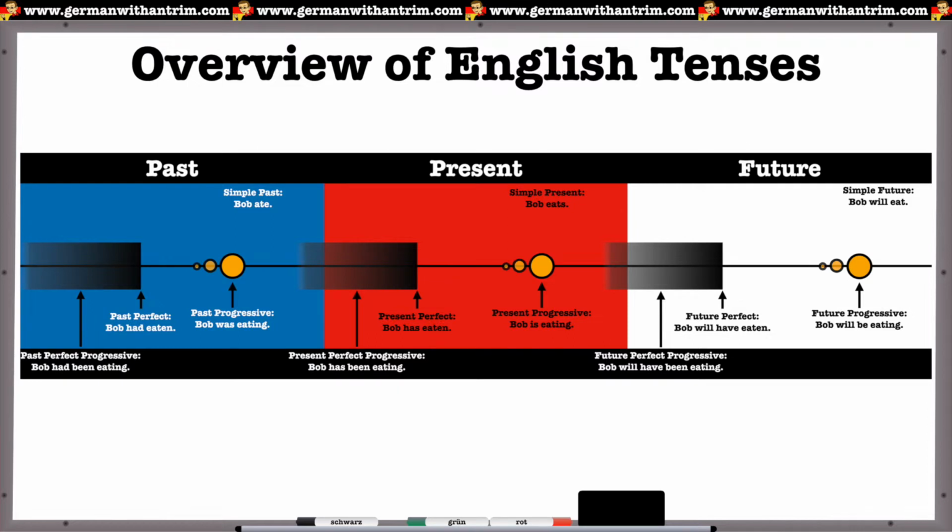Bob will have been eating the cookie. Bob will have eaten the cookie. Bob will eat the cookie. Bob will be eating the cookie.